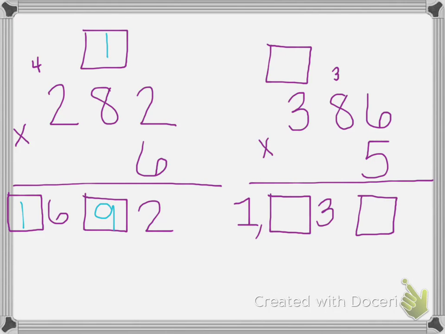The next one, 386 times 5. 5 times 6 is 30. Put your 0, carry your 3, which is already there. 5 times 8 is 40. Plus 3 is 43. Carry the 4. The 3 is there. And then 5 times 3 is 15. Plus 4 is 19.